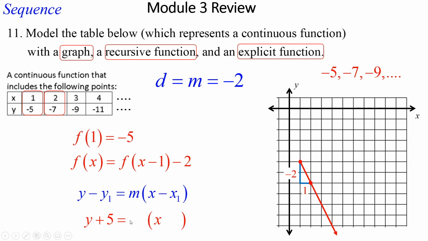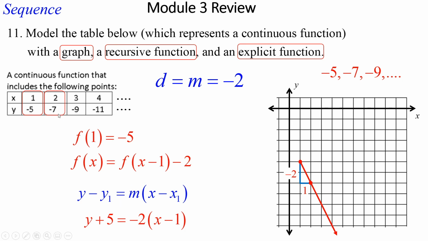Okay, then my slope. Well, that's that -2. I'm dropping 2 and running 1. And then minus x sub 1. Well, what's the x coordinate of the point I'm using? 1, so that's going to be an x minus 1.